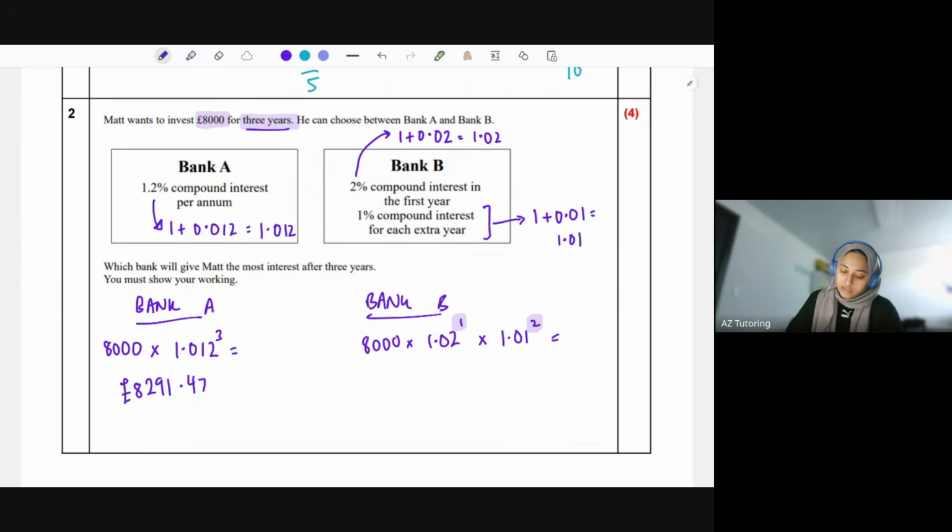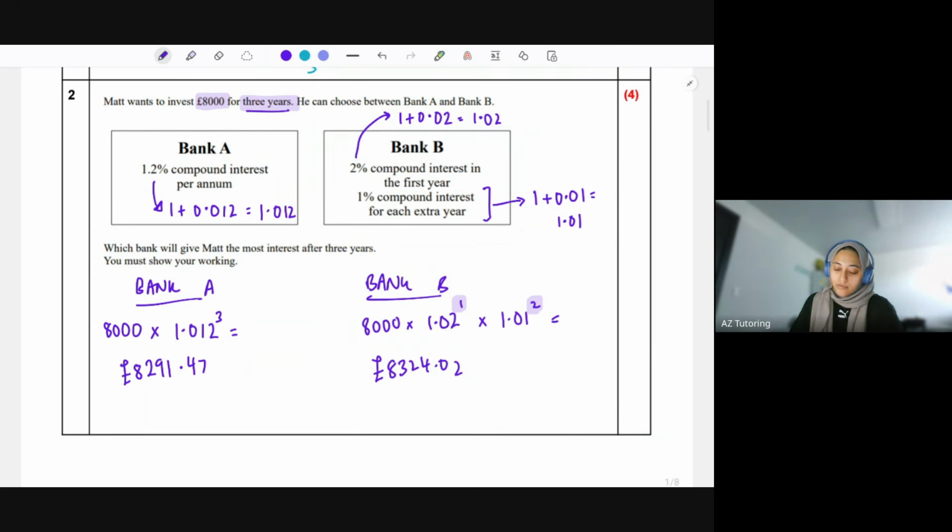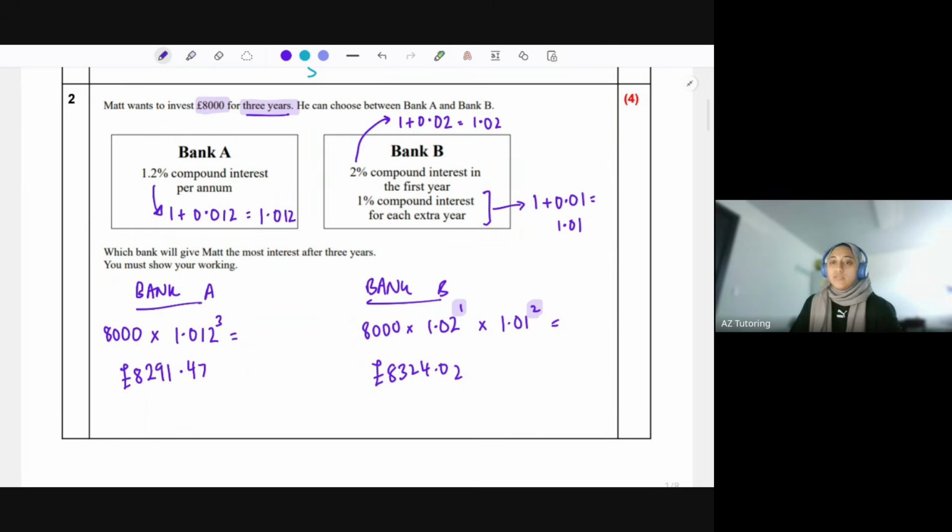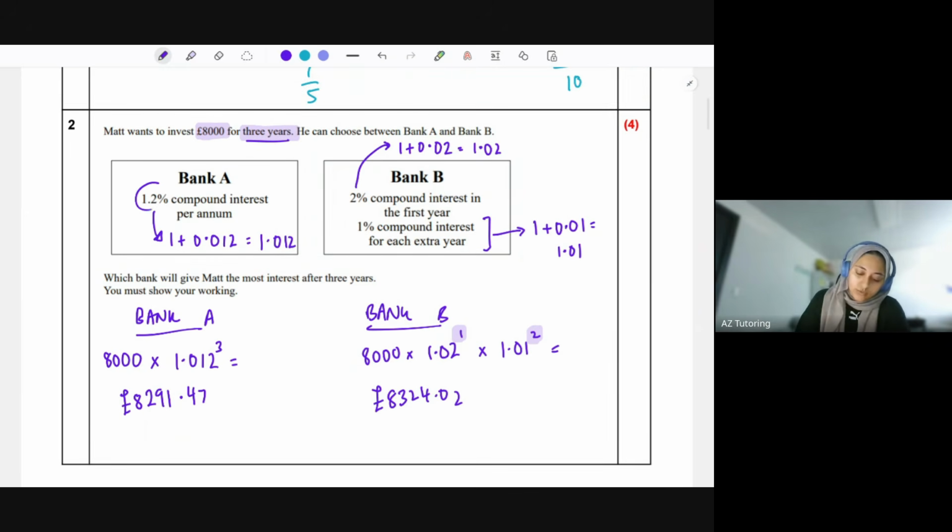So putting that in the calculator, we get £8,324.02. So remember, always round these to 2 decimal places because it is money. How did I get 1.012? Because 1.2% as a decimal is 0.012. All you have to do is just do 1.2 divided by 100 just to change it to a decimal, and then you add that to 1. So that's how I got that.